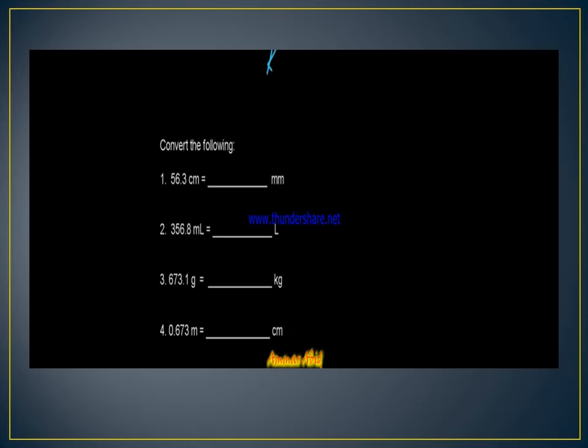You have a K, King Henry died by drinking chocolate milk. Okay, so here are the prefixes. The B here stands for what we call the base unit, and that depends on what we're measuring. That could be grams, liters, or meters. Okay, so what does this mean? These are the prefixes: this is kilo, this is hecto, this is deca, this is deci, centi, and milli.